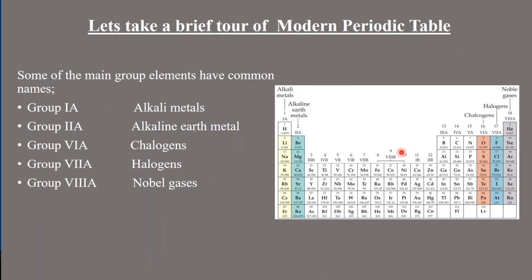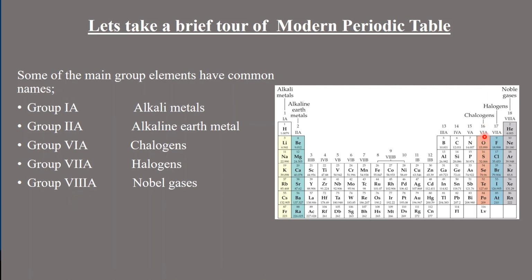Of the 8 representative elements, 5 groups have commonly used names. Group 1A and Group 2A are called alkali and alkaline earth metals. When metals of groups 1A and 2A are placed in water, they react with it and make the water alkaline or basic. That is why they are called alkali and alkaline earth metals.